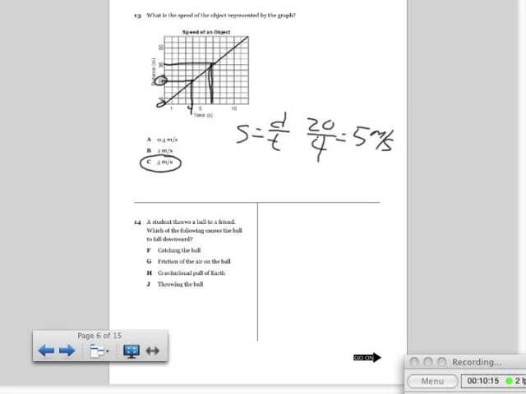A student throws a ball to a friend. Which of the following causes the ball to fall downward? What would our answer be there? Gravitational pull of Earth. Okay, just remember that gravity is a result of the mass of an object. Everything has gravity, but it's not till we get to really big stuff that the gravity starts showing up. So like planet size. It's the reason why if you go to the moon, you weigh 1/6 the weight you weigh here on Earth. It's because it takes 6 moons to equal the same size of Earth. Okay?